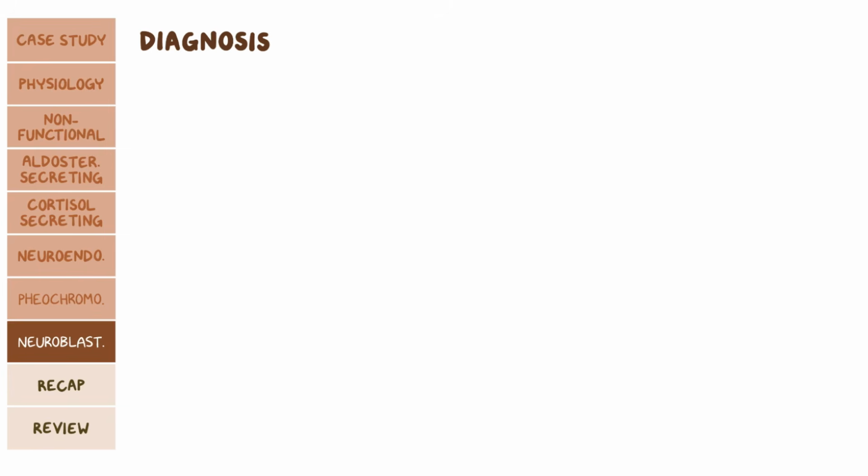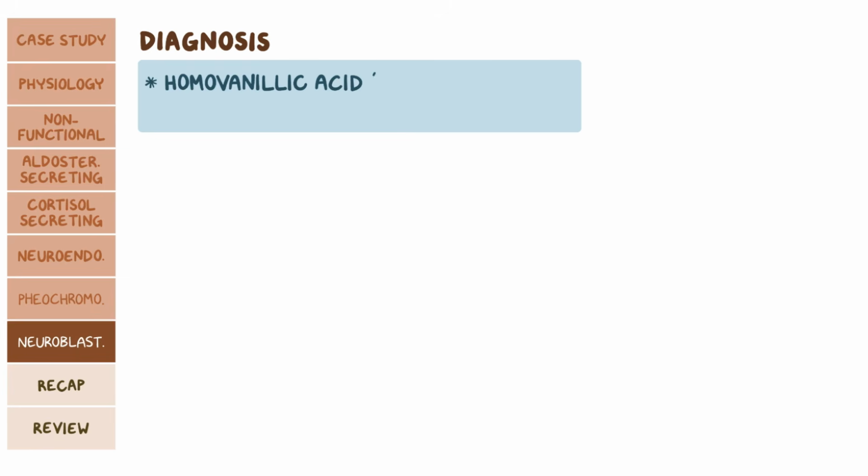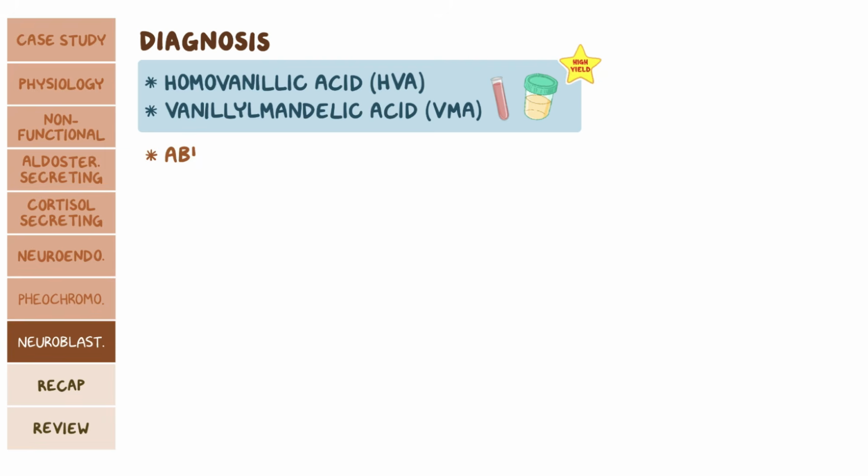Diagnosis of neuroblastoma usually starts with testing for epinephrine and norepinephrine metabolites like homovanillic acid, or HVA, and vanillylmandelic acid, or VMA, in the blood or urine. An abdominal CT scan can be used to show the location and size of the tumor.